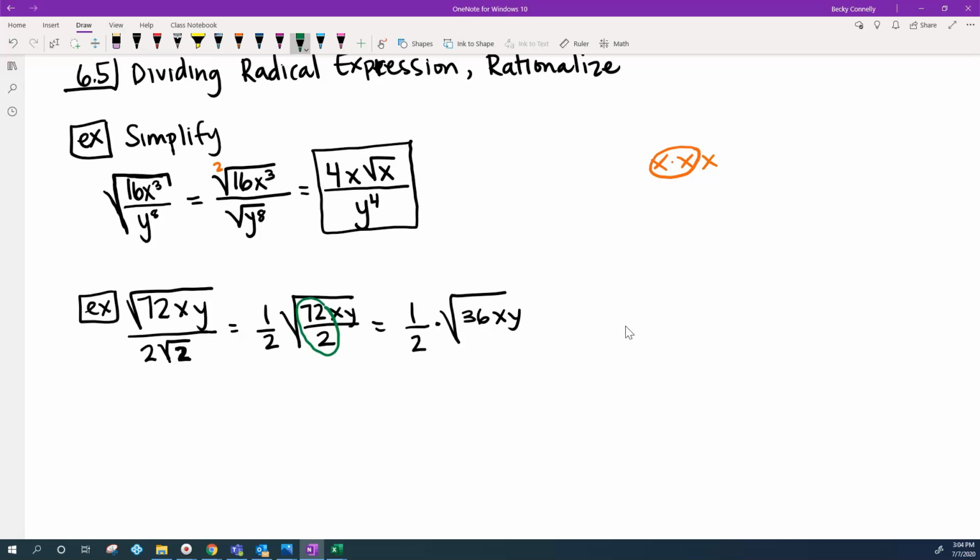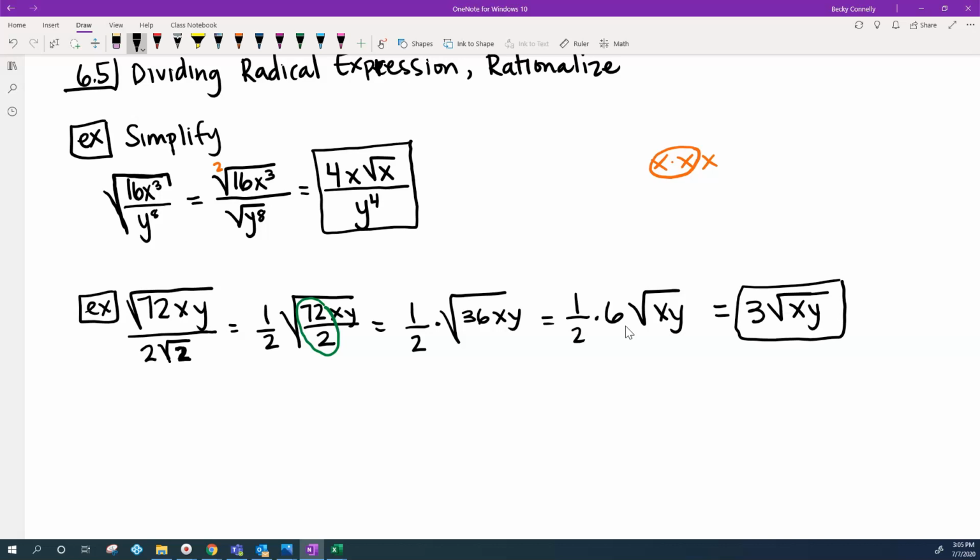I just did 72 divided by 2 to get that 36. And then I can see the square root of 36 is 6, so that gets to come out. So I'd have 1/2 times 6 coming out. My x and y are still stuck inside. They don't have a pair to be able to get out. Then I just need to simplify on the outside: 1/2 of 6 is 3. So 3 square root xy would be my answer on that one.